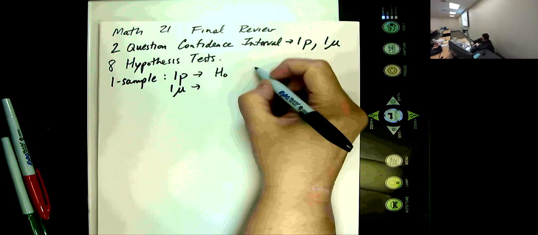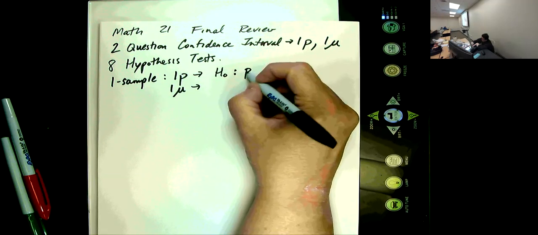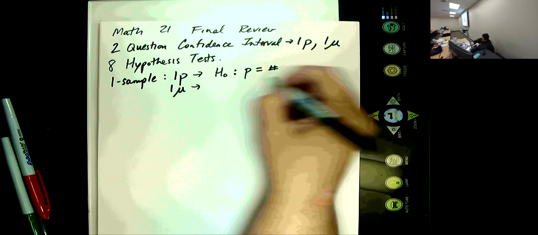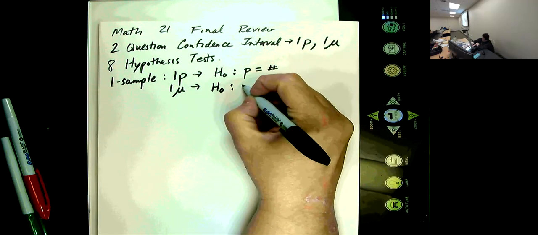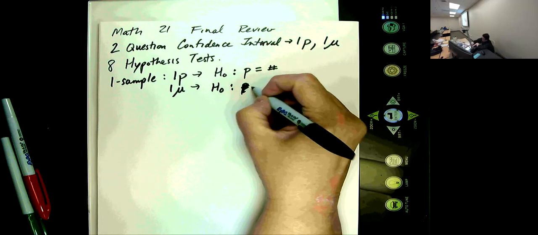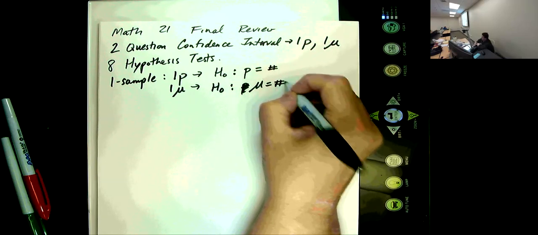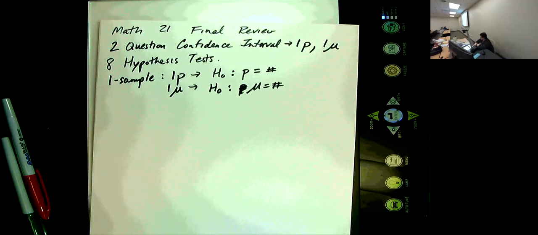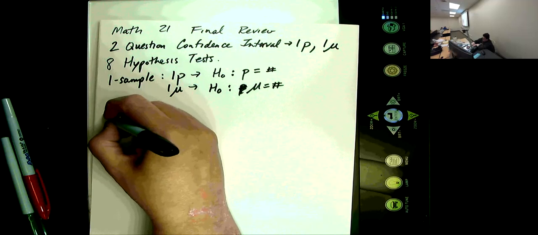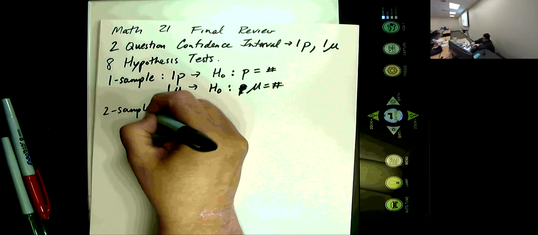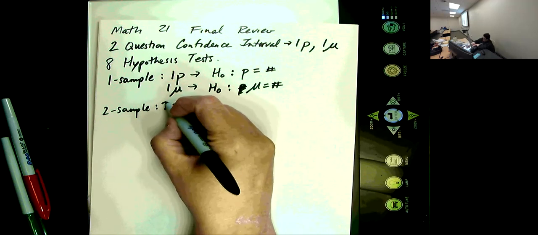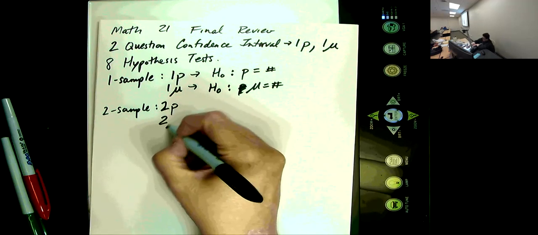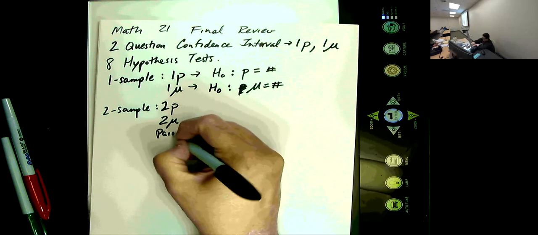H naught for a 1 proportion test is P equals some number. The H naught for 1 mu is mu equals some number. Those were our 1 sample tests. Then we had our 2 sample tests. We had a 2 proportion test, a 2 means test, and a paired test.